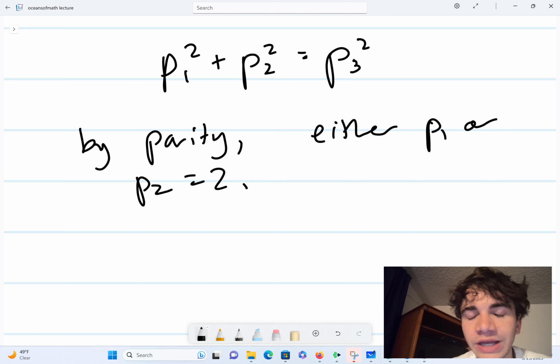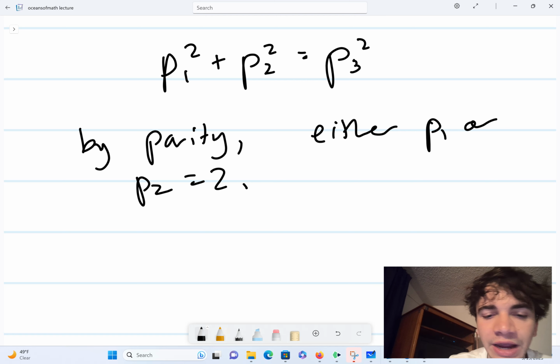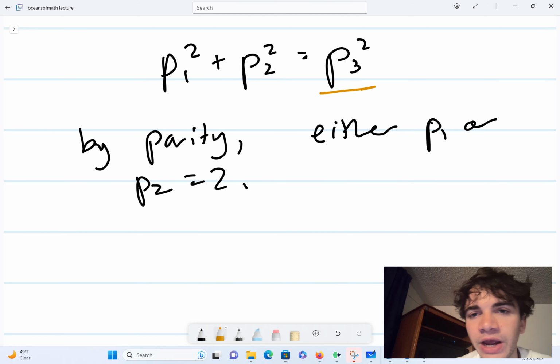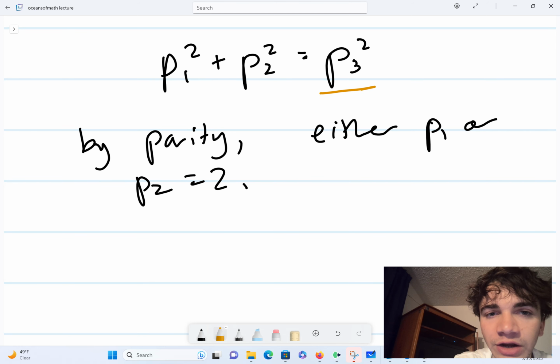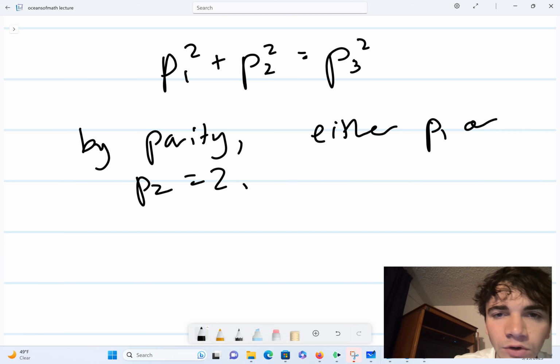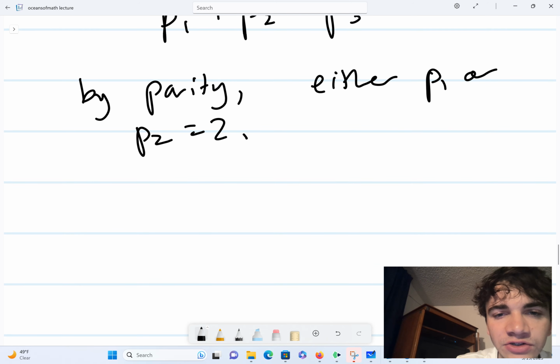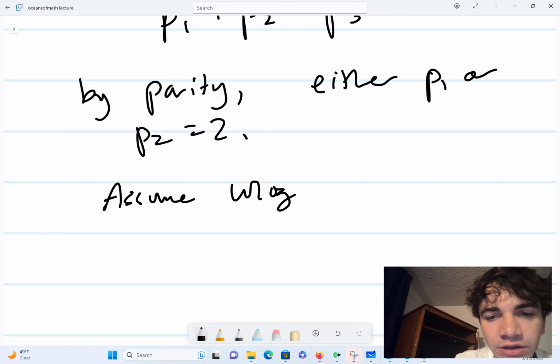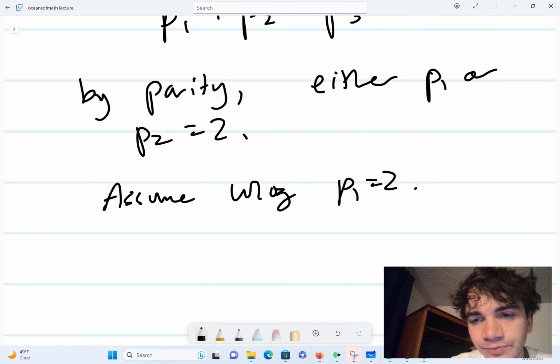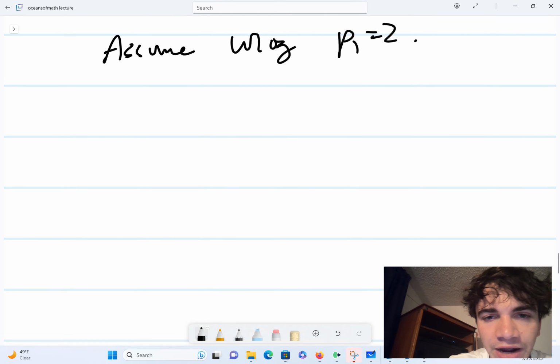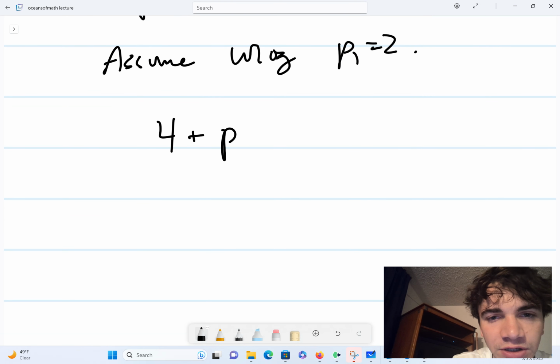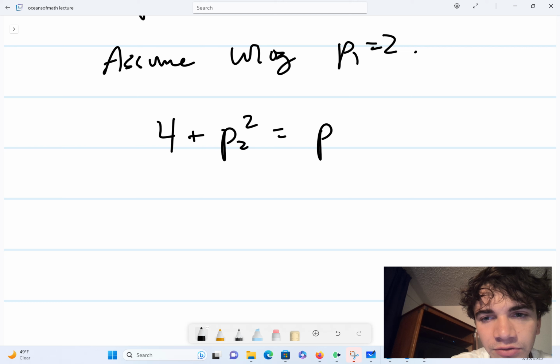Now, obviously, P3 can't equal 2 because that's the smallest prime number. We don't really count 1 as a prime number. So I can't have the smallest prime number be on the right-hand side of this equation because it's strictly greater than each of the other 2 primes on the left-hand side. Without loss of generality, let's assume that P1 is equal to 2. Now I have this equation: 4 plus P2 squared is equal to P3 squared.